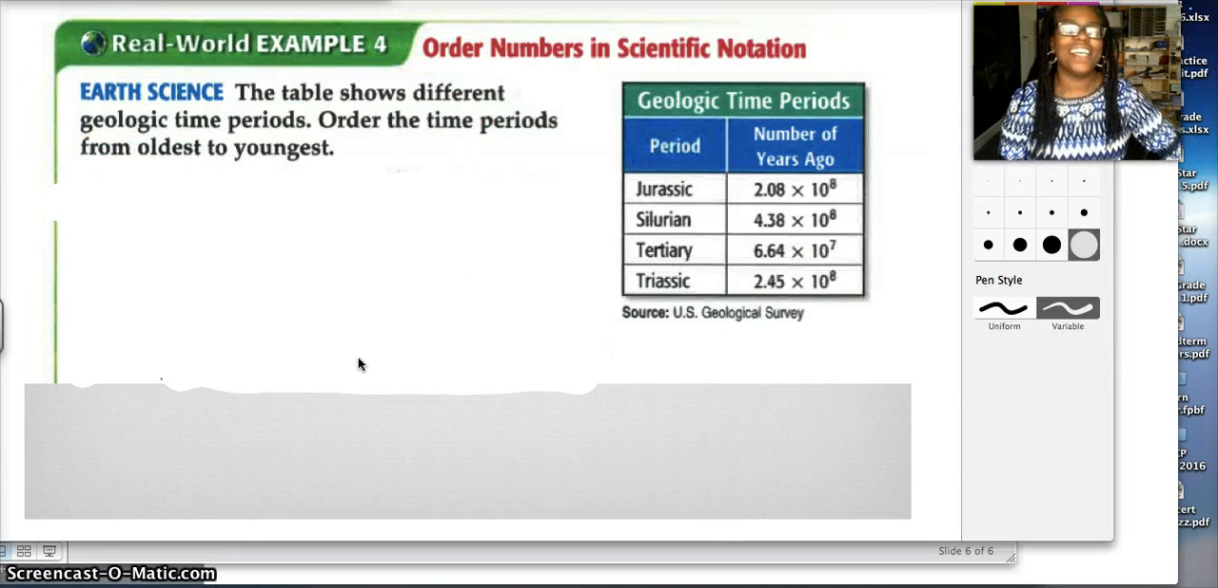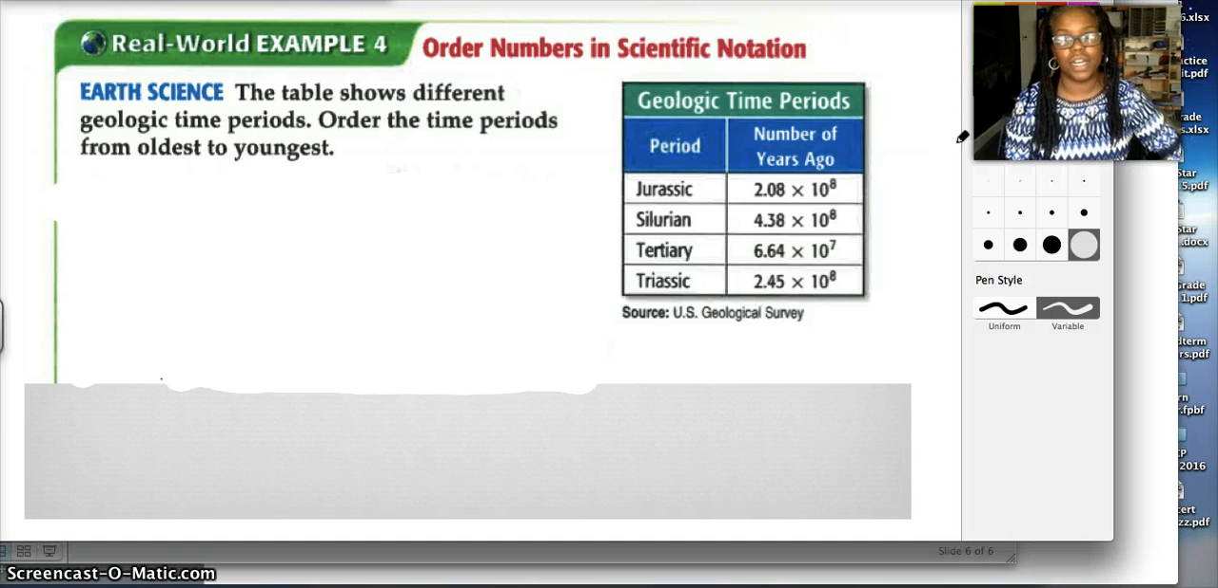Example 4, Earth science. The table shows different geological time periods, and we're going to order the time periods from oldest to youngest. All right, so let's see if we can get ourselves started. So we see the Jurassic time period was this many years ago. The Silurian time period was this many years ago. The Tertiary time period was this many years ago, and the Triassic was this many years ago. So we want to go from oldest to youngest.